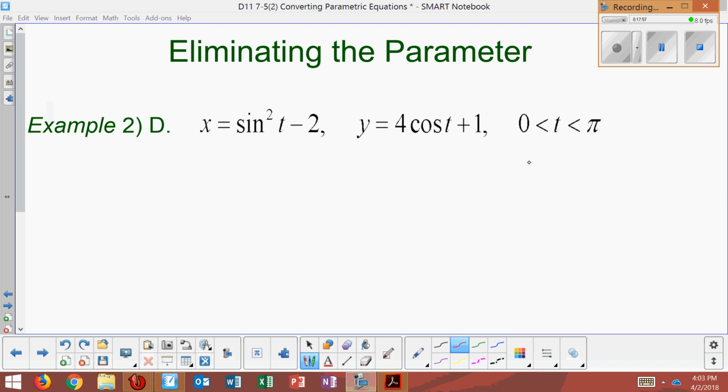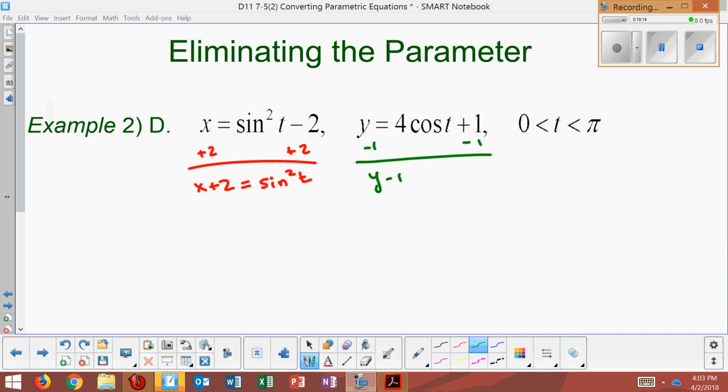Again, we want to get in that same formula. So here I need to add 2. And so I'd have x plus 2 equals sine squared t. And then I come over here and I need to get that cosine to become squared. So I'm going to first add 1 to both sides. So I have y minus 1 equals 4 cosine t. And at this stage, I'll square both sides. And so now I have y minus 1 quantity squared equals 16 cosine squared t. Last step, divide by 16.